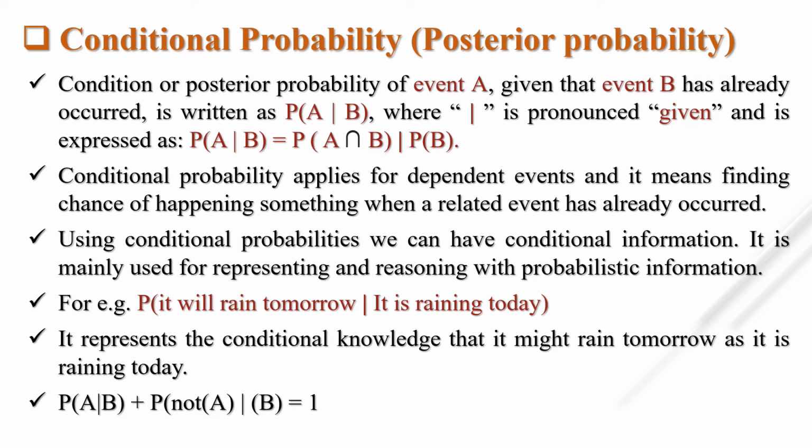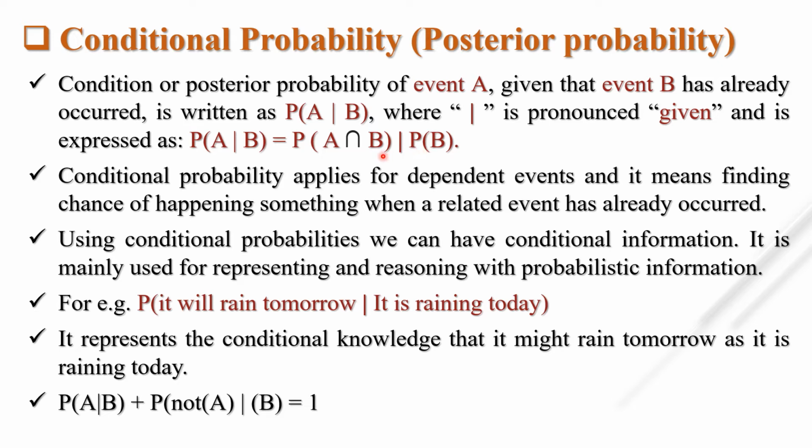So the conditional or posterior probability of event A given that event B has already occurred is written as P of A given B, where this bar notation is pronounced as given and is expressed as probability of A given B is equal to probability of A intersection B upon probability of B.